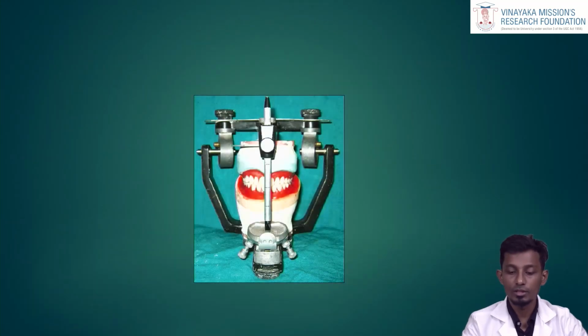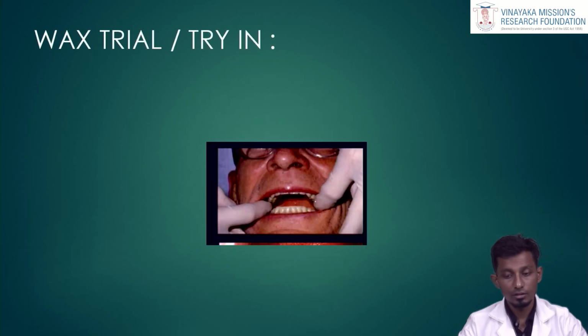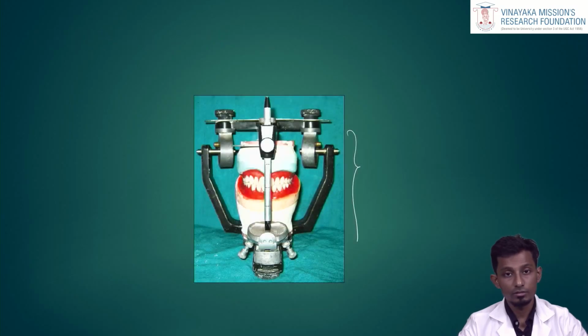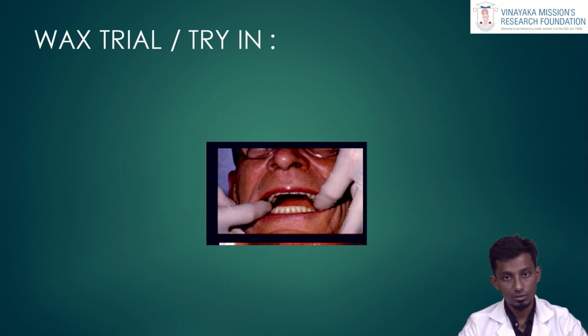Here you can see a completely set articulator with the teeth setting done completely. You can check for eccentric movements once the teeth setting is done. Once the teeth setting is completed in the laboratory, we place it in the patient's mouth and a wax trial or a try-in is done. Now you can see that this is the denture base with the wax and the teeth. Now this is again placed into the patient's mouth, maxillary and mandibular.